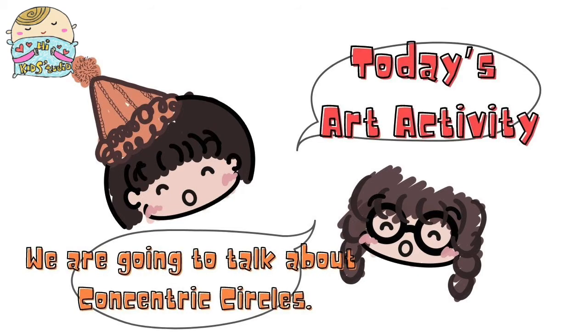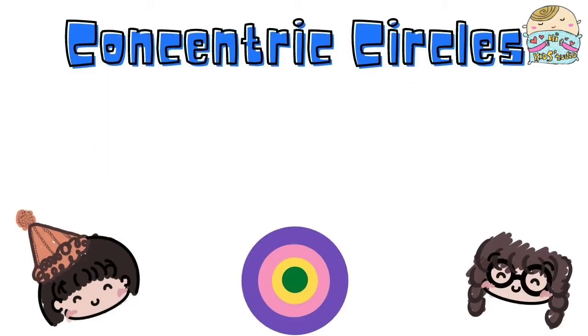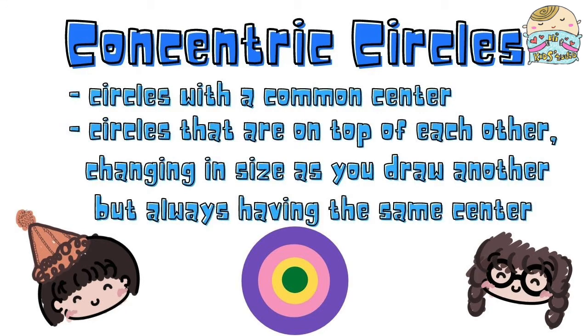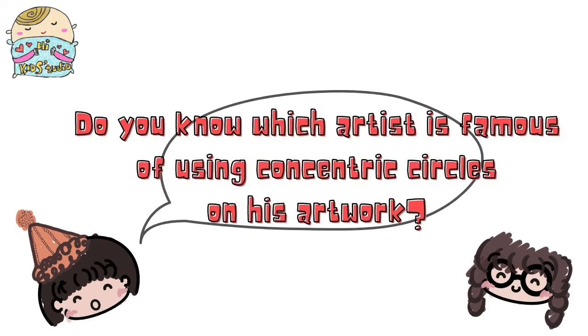Today's art activity, we are going to talk about concentric circles. Concentric circles are circles with a common center. Circles that are on top of each other, changing in size as you draw another, but always having the same center. Do you know which artist is famous for using concentric circles in his artwork?